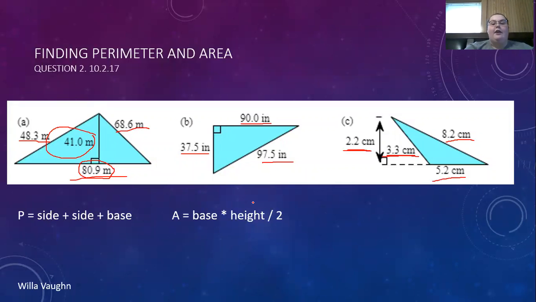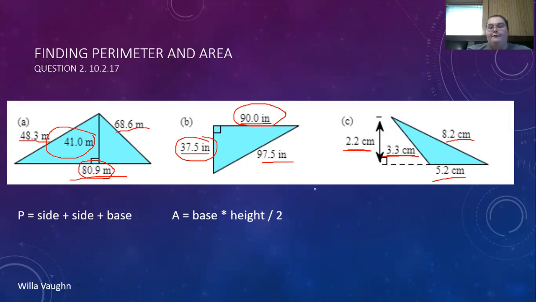So then for triangle B, we're going to have our base, which is the 90 inches, times our height, which is the 37.5 inches, and then divide that by 2, and we'll get 1,687.5 inches squared. Again, you're doing the square because of multiplication.